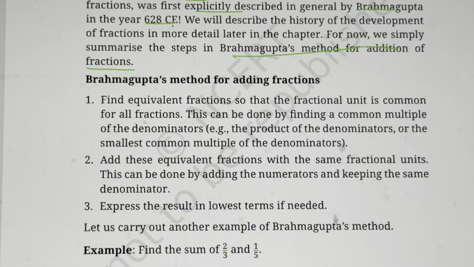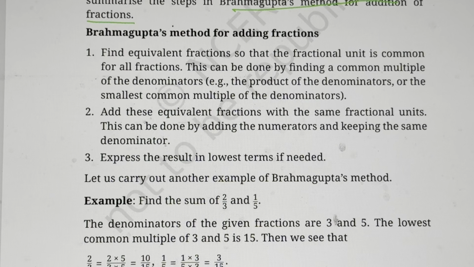Let us summarize Brahmagupta's method for adding fractions. First thing is find the equivalent fractions so that the denominator is same. And how to get the same denominator or the common multiple? Smallest common multiple or the LCM. When we do more sums, I'll explain you more. You just remember the LCM we found out in prime time. So we find out LCM. Then once the denominator is same, you can simply add the numerators by keeping the denominator same.